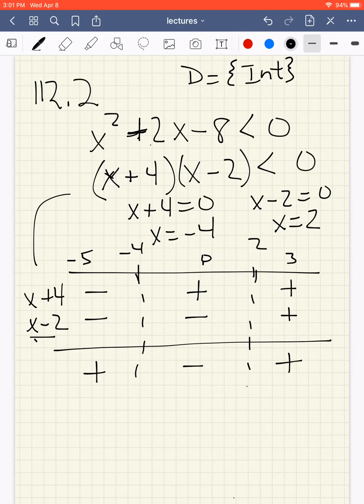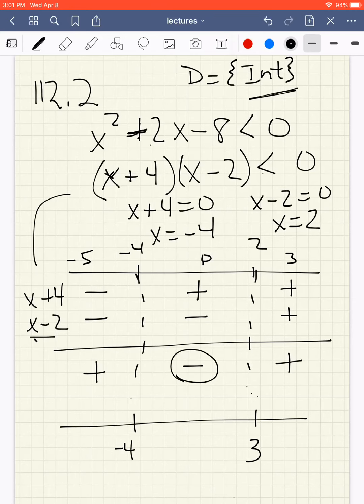Okay, draw your number line again. We've got -4 and +2. This is less than. So the endpoints are not included, and we don't put open dots because the domain is integers. We never have open dots when there's a domain of integers. We simply skip to the next integer over. So because we're looking for less than 0, it's this region right here.